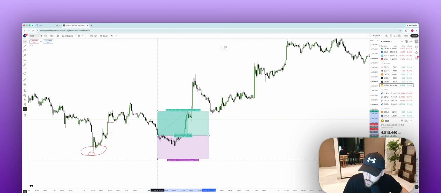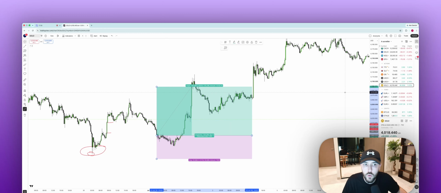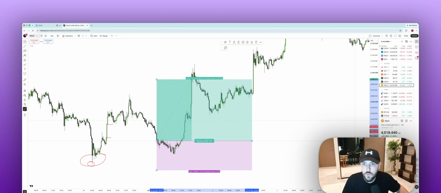So here, for example, then we will try to reach for at least 2R, meaning we risk $1 to get $2. If you want to do more, you can do more, but just to try to train and see if this works for you.